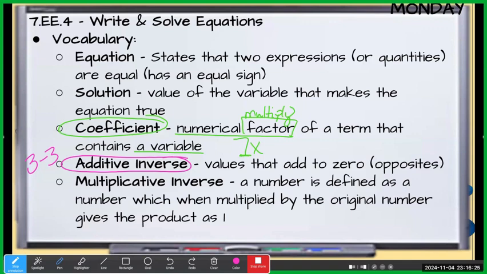They're the inverse of each other. They're gonna always add up and give us what? 0. What's gonna always add up and give us 0? All right, multiplicative inverse. A number is defined as a number which, multiplied by the original number, gives us a product of 1.